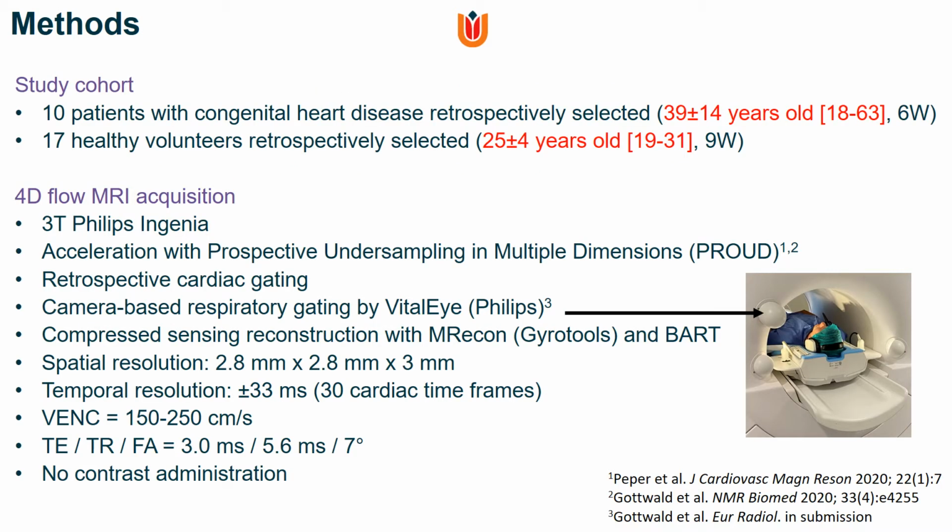We performed 4D flow MRI in 10 patients with congenital heart disease and 17 healthy volunteers using our recently developed framework allowing prospective undersampling in multiple dimensions, which we call PROUD. We used camera-based respiratory gating with the Vitalye, as shown here, and reconstructed the data with compressed sensing algorithms. The spatial resolution was 2.8 by 2.8 by 3 mm, and 30 time frames were reconstructed. We did not use any contrast agent.